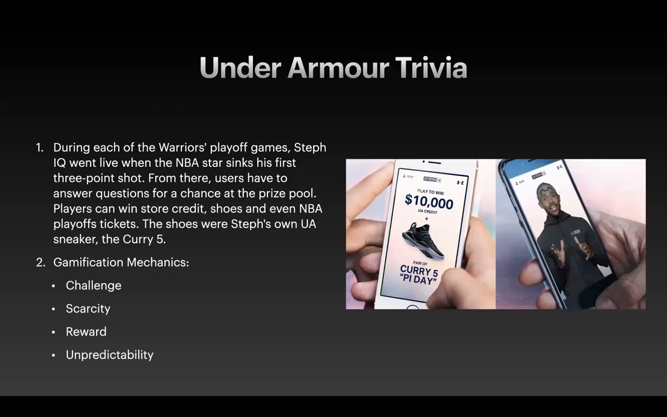Okay, so that's the Starbucks campaign. This one is called Under Armour Trivia. During each of the Warriors playoff games, Step IQ went live when the NBA star sinks his first three-point shot. From there, users have to answer questions for a chance at the prize pool. Players can win store credit, shoes, and even NBA playoffs tickets. The shoes were Stephen's own UA sneaker, the Curry 5.